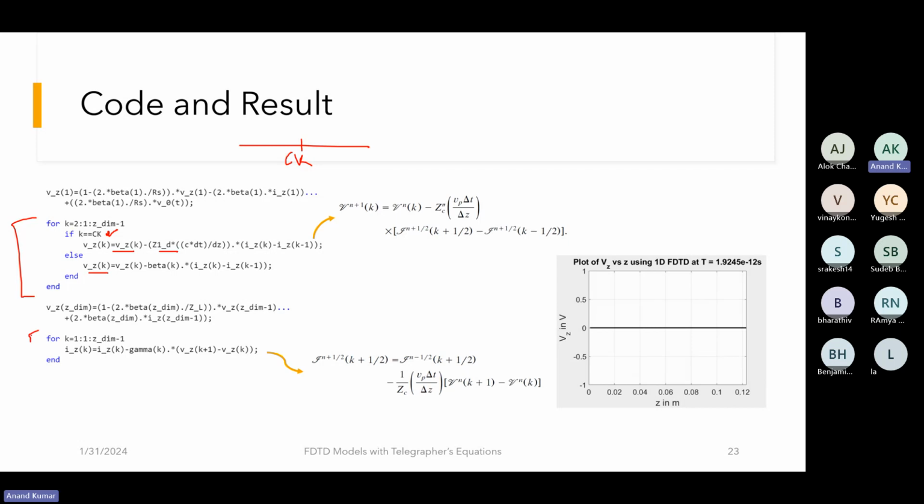And since the current update equations were not changed, this particular loop remains the same. So this is how we modify the update equations and the for loop for the code, as seen over here for these two particular cases. And after doing that, we can just simulate our code, and this is how the results will look.